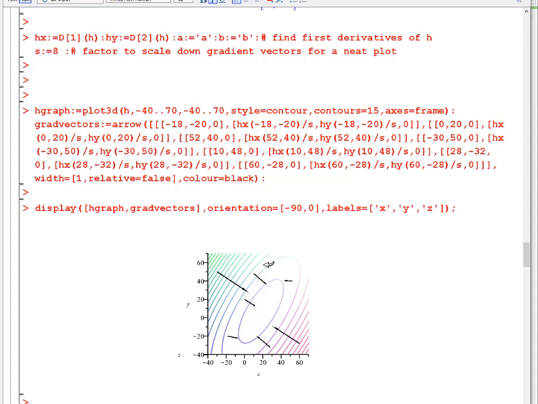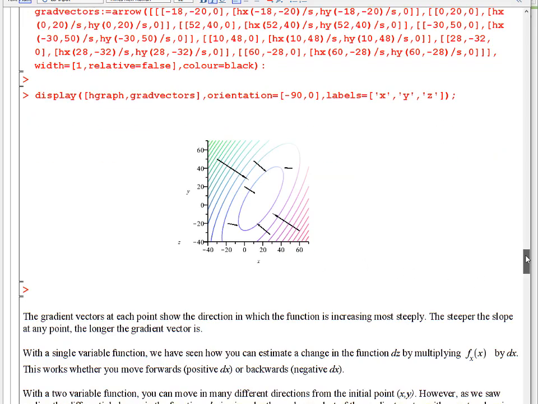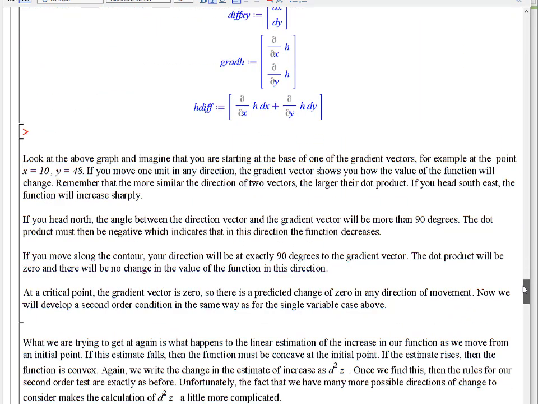If you head in this kind of direction, so northeast or southwest, then there'd be very little change in the function because they're almost at right angles. So the dot product will be very small. If you head this way, the angle would be obtuse between the direction you're travelling in, dx dy, and the gradient vector. So then you have negative answers, because going in this direction, the value of the function is decreasing. If you go exactly 90 degrees, there'd be no change in the value of the function. You're going along one of these contours. So heading at 90 degrees, the dot product will be 0, meaning it's not changing at all in that direction.